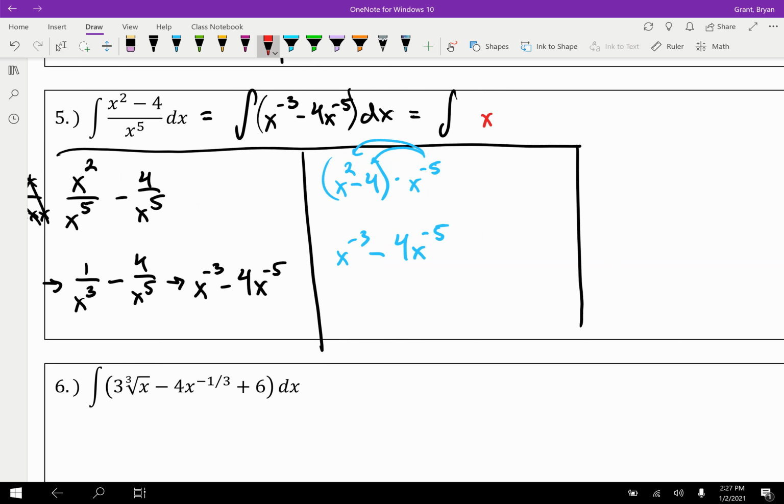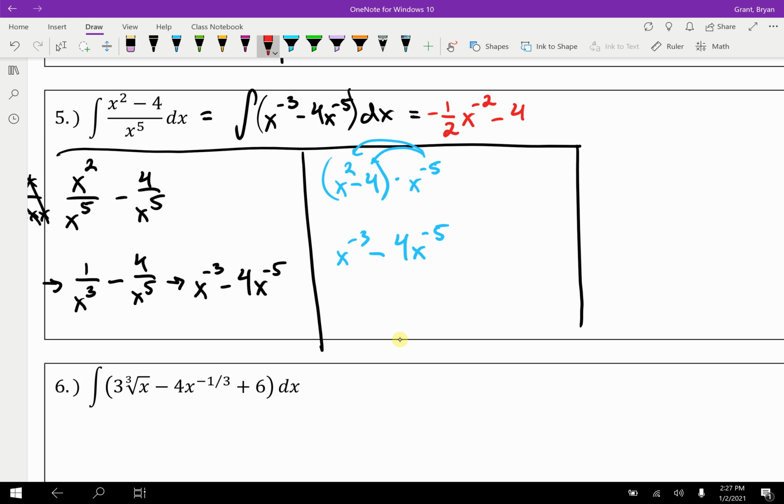If you add 1 to negative 3, you get negative 2. What cancels out a negative 2? Not just a 1/2, because negative 2 times 1/2 would be negative 1. We need an extra negative there.